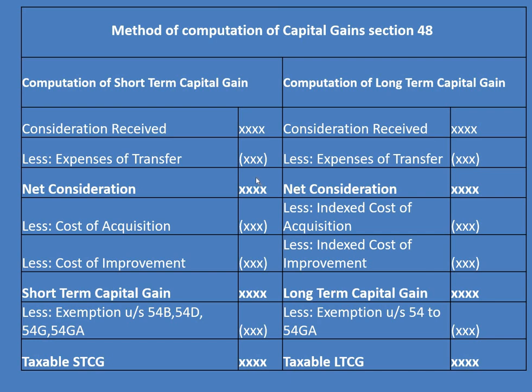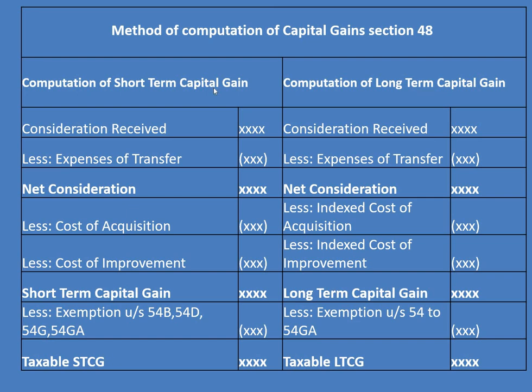Hi students, in the previous videos we have discussed the meaning of capital gain, the meaning of capital asset, what is a short-term capital asset, what is a long-term capital asset, what is short-term capital gain and what is long-term capital gain. We also discussed the method of computation of capital gain. We have to compute two types of capital gain: one is short-term capital gain and the second one is long-term capital gain.